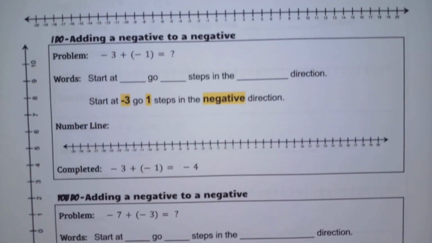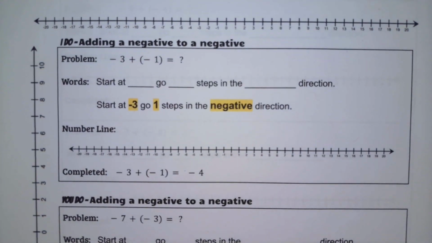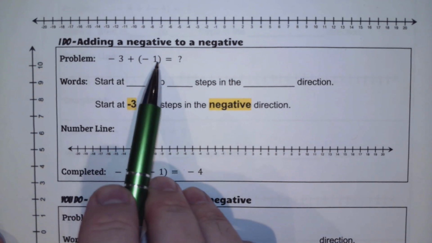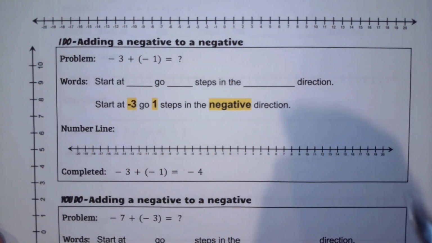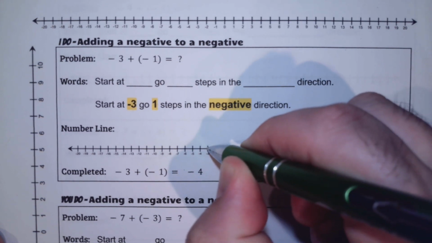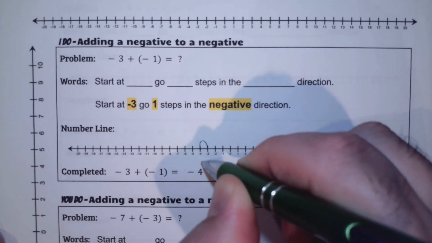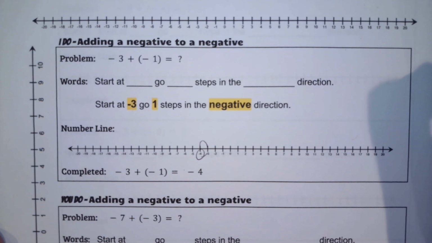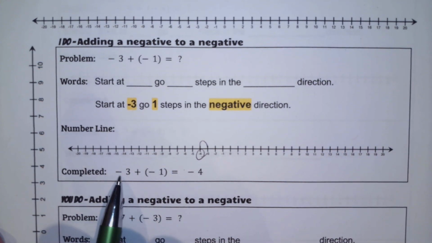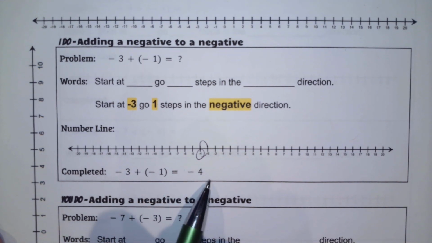Okay. On the last piece of paper, we're talking about adding a negative to a negative. So here we have -3 plus -1. So the -3 is our starting point, so we start at -3. And then the 1 tells us that we're going to go 1 step in the negative direction. So we find -3, we go 1 step in the negative direction, and we end at -4. So the equation is -3 plus -1 equals -4.